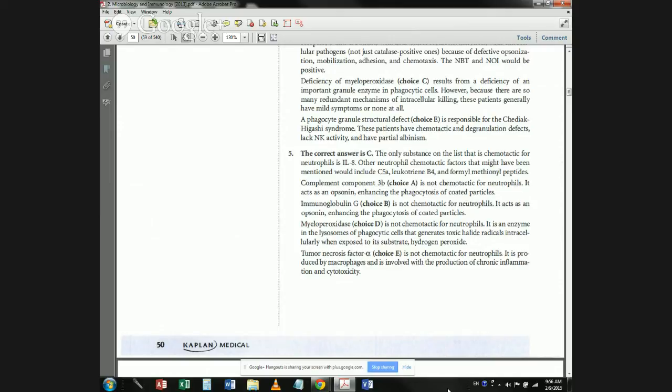Myeloperoxidase is not chemotactic for neutrophils at all. It is an enzyme in the lysosomes of phagocytic cells, and that will generate toxic halide radicals intracellularly when exposed to its substrate, hydrogen peroxide, to make hypochlorite, or bleach. Tumor necrosis factor alpha is not chemotactic for neutrophils. It is produced by macrophages and is involved with the production of chronic inflammatory reactions and cytotoxicity. I think that was pretty good, so we'll just stop there.